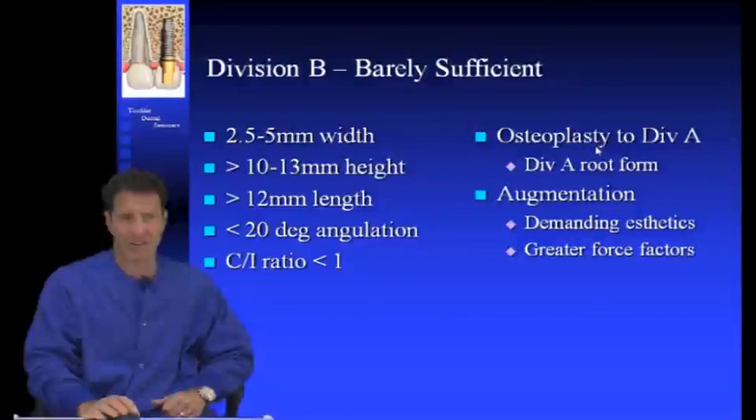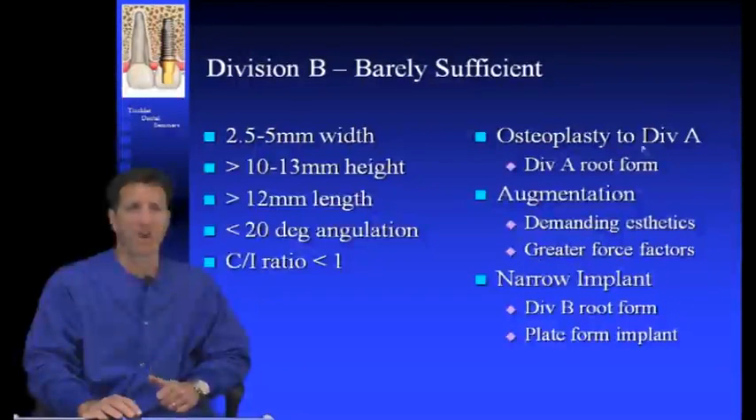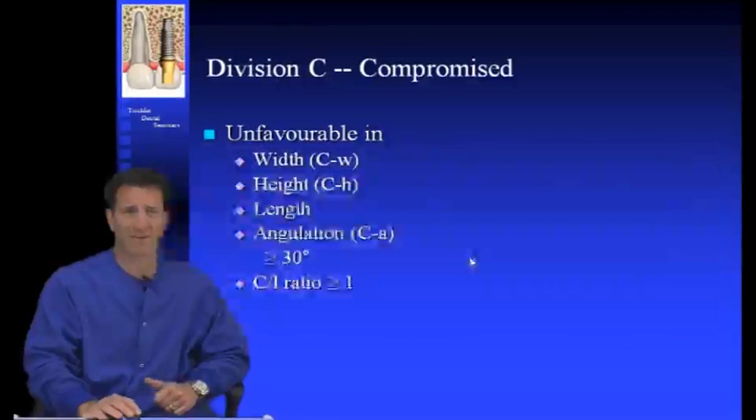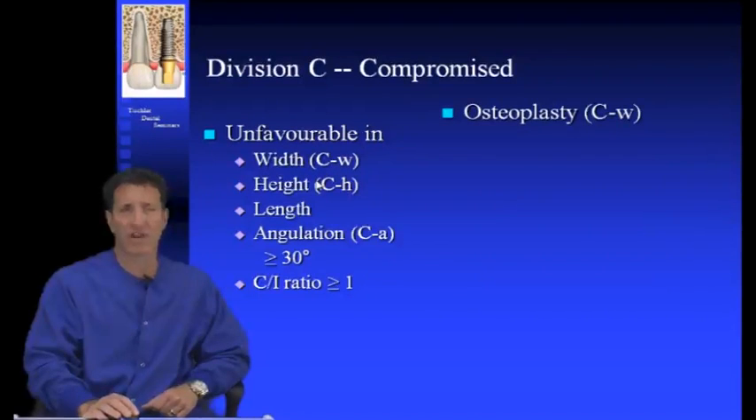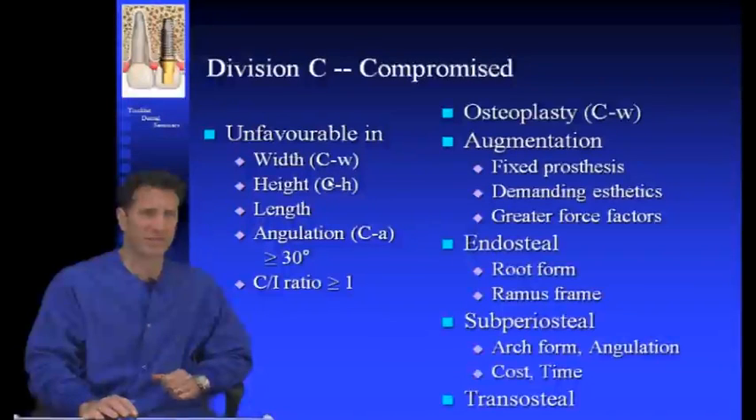When you have a Division C ridge, really unfavorable width, height, length, and angulation, at that point you could take more bone away, once again a compromise. You could augment and deal with any problems you have for aesthetic reasons and that type of thing. And then there are other alternative implants that are not being used that often in mainstream implant dentistry, but you can use a subperiosteal implant or even a transosteal implant, which is something that I certainly don't do myself.